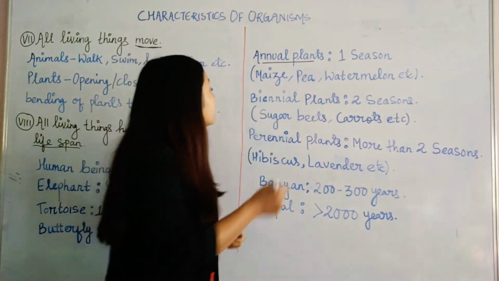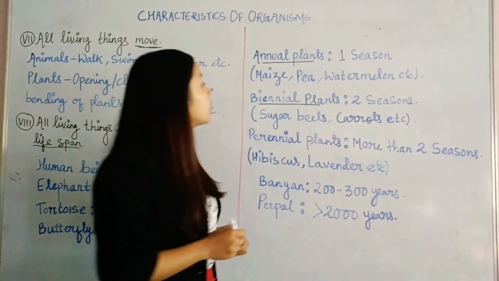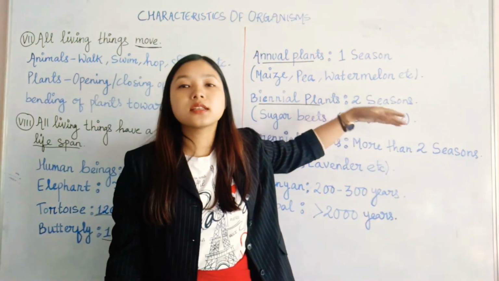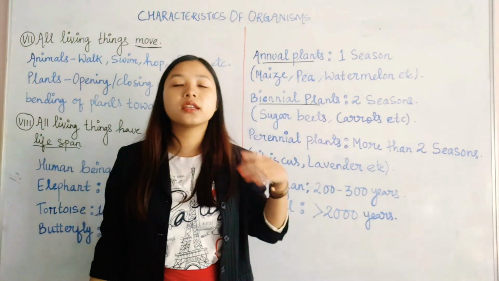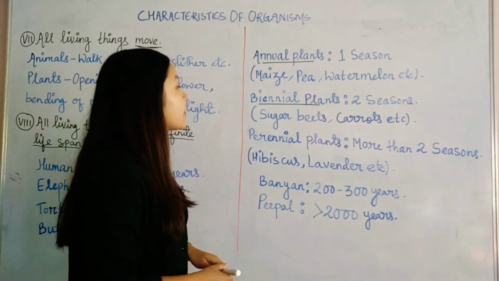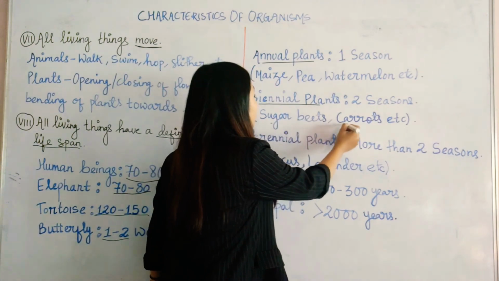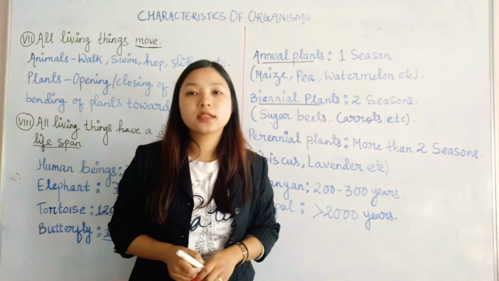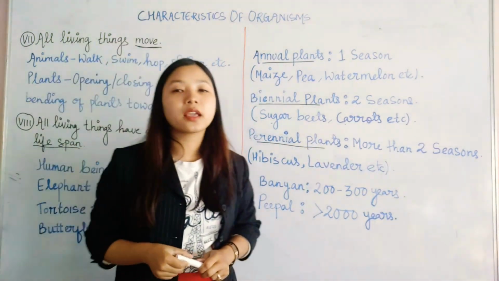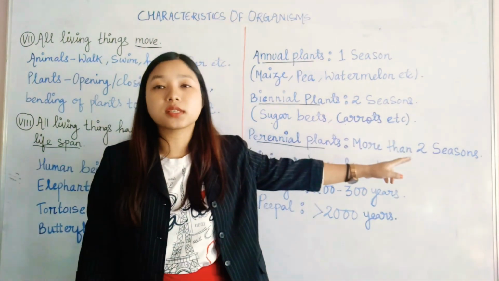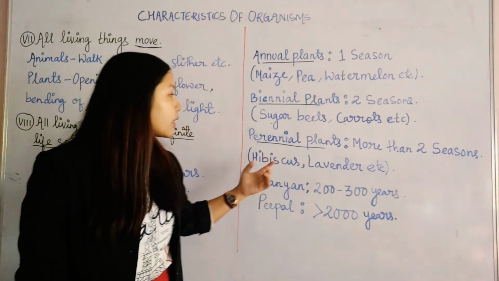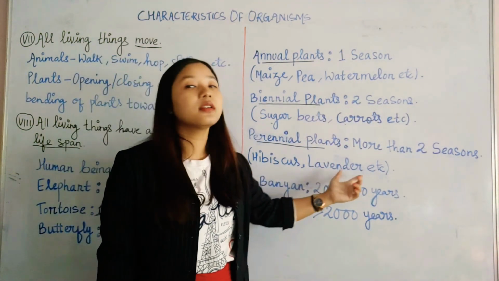Next is biennial plants. Biennial plants are those plants which stay alive for about 2 seasons. They will grow in one season and give flower and fruit in the next season. For 2 seasons, they stay alive. Their lifespan is 2 seasons. For example, beetroot, sugar beets and carrots, etc. Next is perennial plants. These perennial plants have their lifespan more than 2 seasons. They may survive for several years or many years also. For example, hibiscus, lavender, etc.